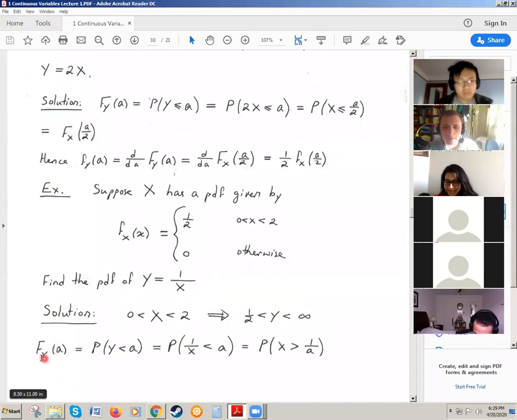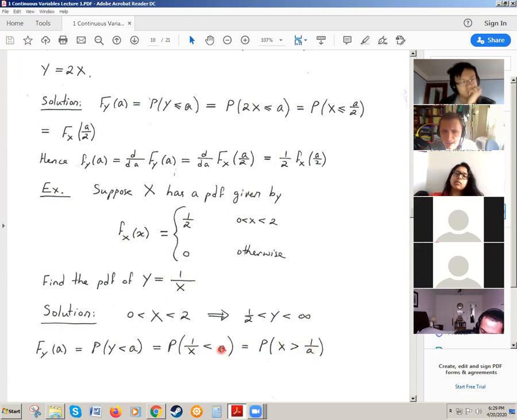So here is how you begin, okay? Reminds you of calculus as well, right? So capital Fy of A is the probability that y is less than A. And that is the same as the probability of 1 over x less than A, because that's what y is, you see? So very quick transition from speaking about y to speaking about 1 over x, right? And what is that? I need to get x something, because that's all I know. I know the density for x. So I take reciprocals and I get that x is bigger than 1 over A, correct?